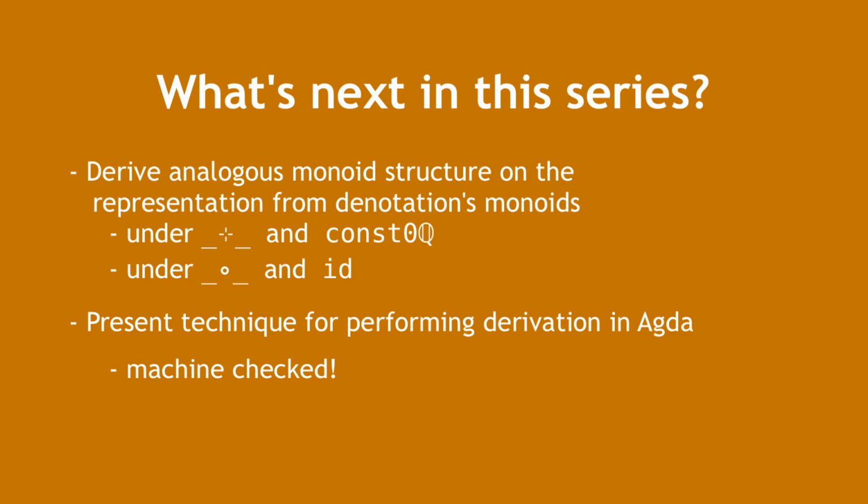We'll consider the fact that the denotation is a monoid under function addition and the constant zero function, and, as our very first exercise, derive the corresponding addition function on the representation, pairs of rational numbers.